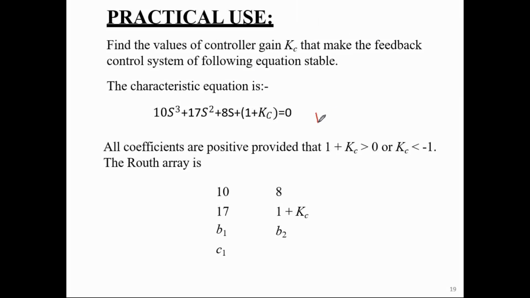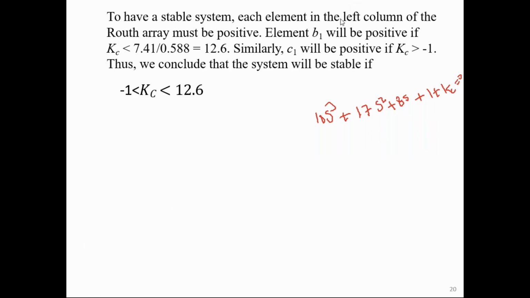Just 10s cubed plus 17s square plus 8s, and this entire constant is 1 plus kc, equals 0. Now we are going to find the value of kc that makes the system stable. So first I am going to arrange the Routh array: s cubed, s square, s power 1 and s power 0. The highest order is odd, right? You have to write the odd coefficients.